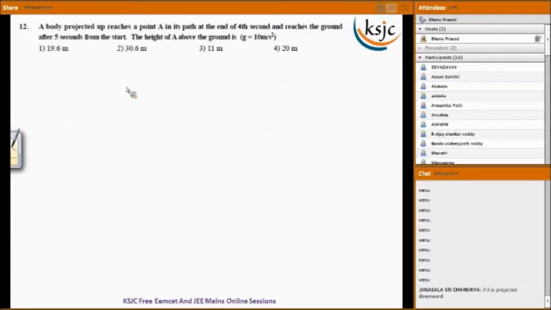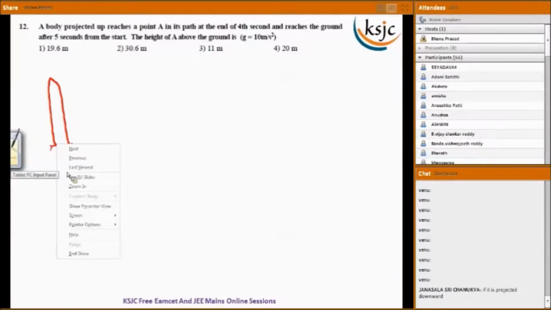Next, a body projected up reaches a point A in its path at the end of 4th second and reaches the ground after 5 seconds from the start. The height of A above the ground is. Now taking this as the ground, imagine that the body has been projected up, moving down after. Let's say this is the point A and it has reached this point A after 4 seconds, and after 1 more second, means after 5 seconds from the start, it reaches the ground.